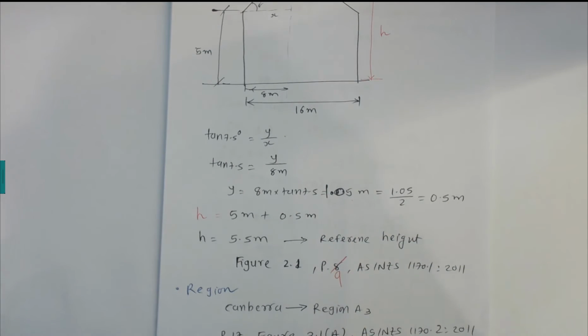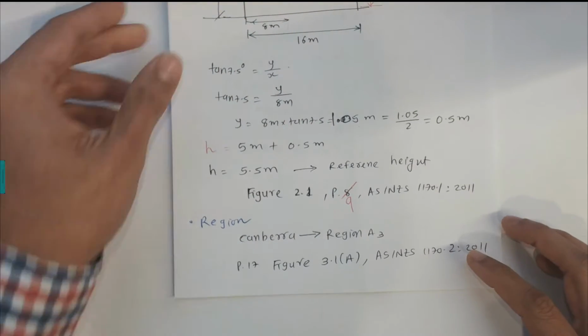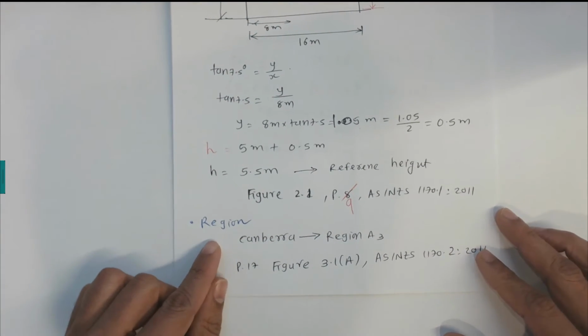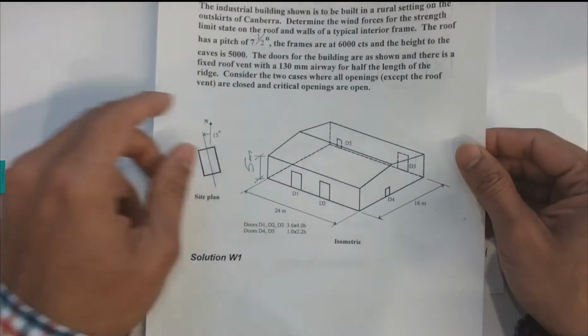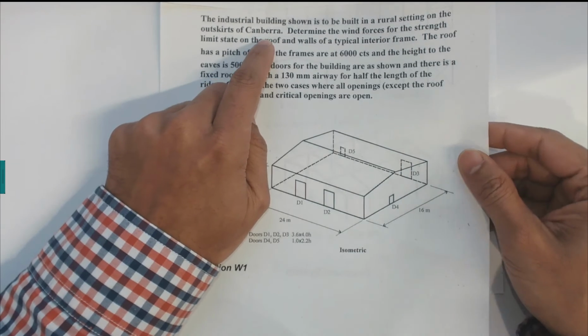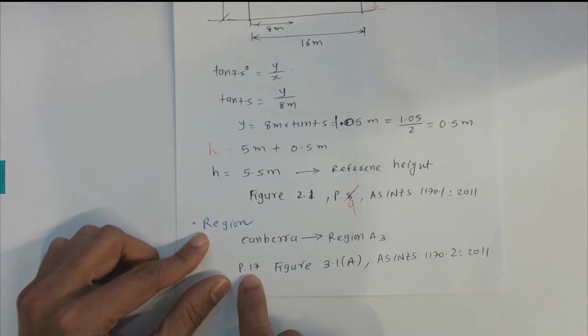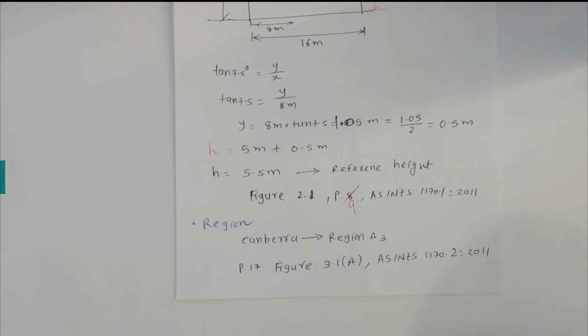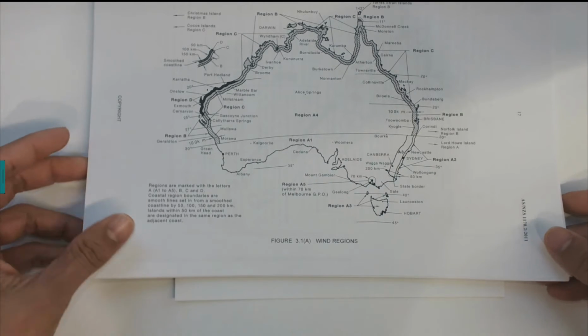Now once you find the reference height, we can find the region where the building is located. The question says the building is located in Canberra. Based on this information, we can check page number 17, sorry. On page number 17 we have an Australia map.